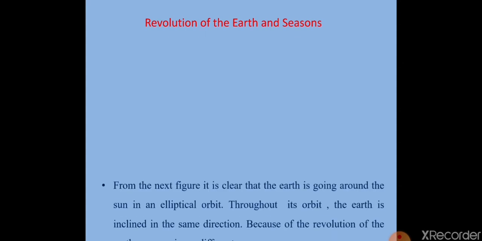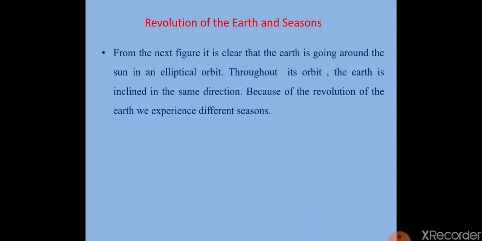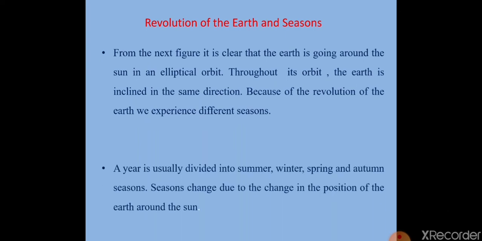Now let us study revolution of the earth and seasons. Because of the revolution of the earth, we experience different seasons. Because of the rotation of the earth, we experience day and night. But because of the revolution of the earth, we experience different seasons. Let us see. From the next figure, it is clear that the earth is going around the sun in an elliptical orbit, and throughout its orbit the earth is inclined in the same direction.